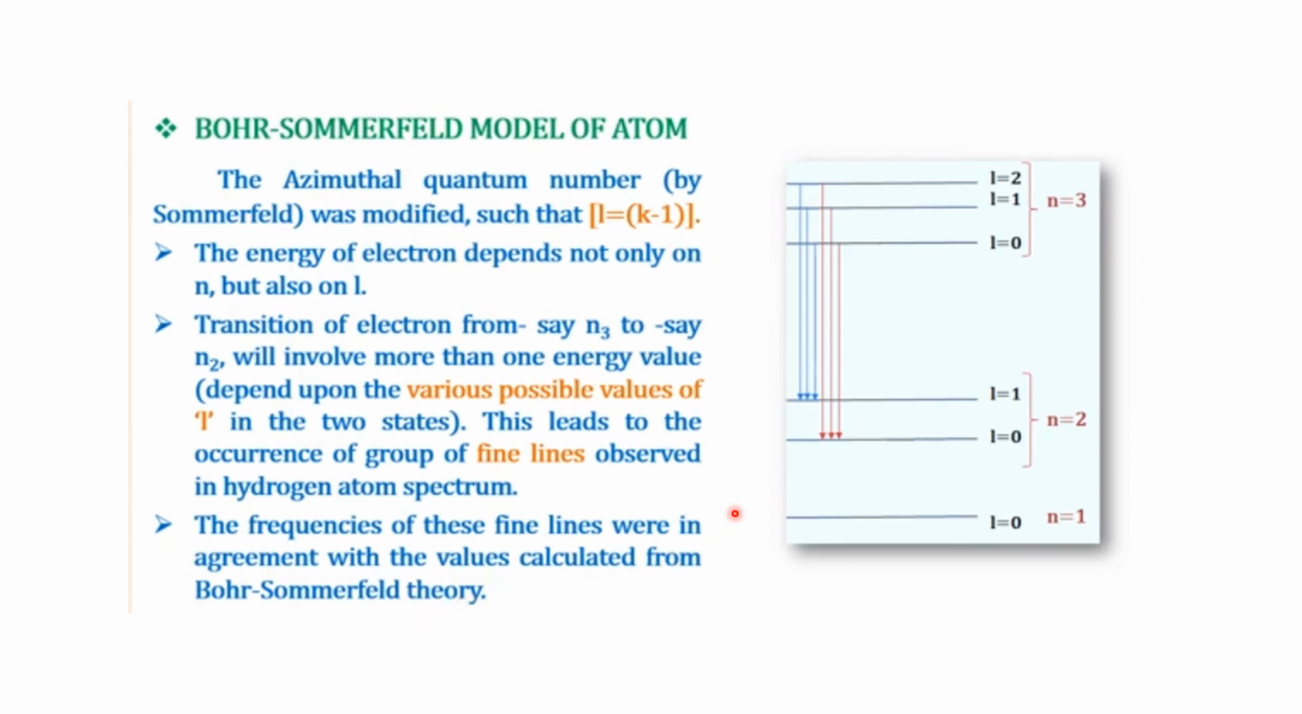So here it was predicted that an electron from the third orbit can jump to the second orbit. The possible values are these: from any one of the third orbit, it can jump to any sub-energy level of the second orbit, and it was observed also as a group of fine lines due to its changing frequency. So here the frequency of these lines was observed to be true when calculated with the Bohr-Sommerfeld theory. So it was accepted that the l values can be from 0 to n minus 1.